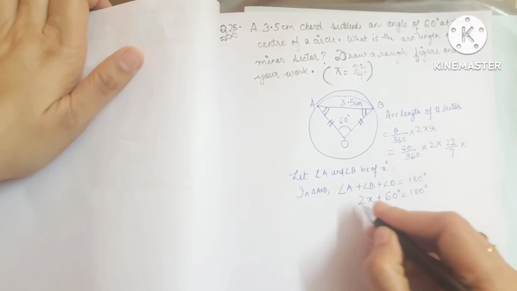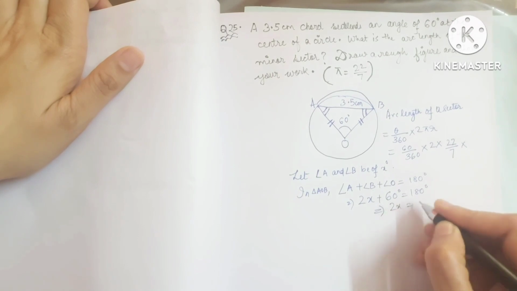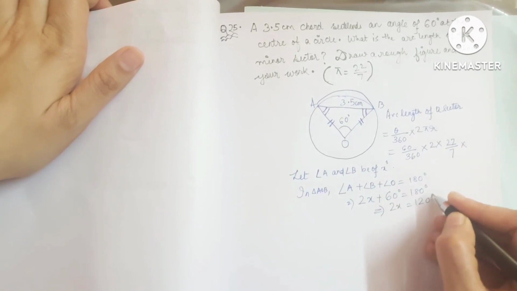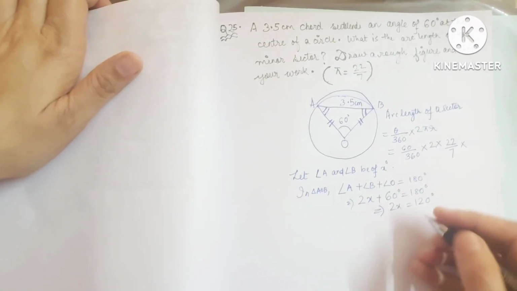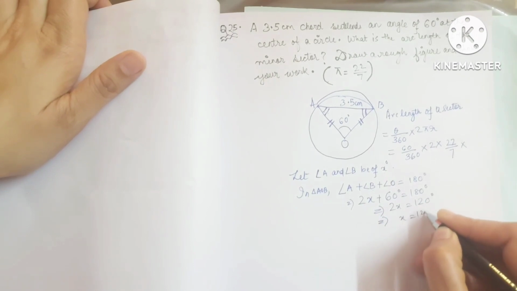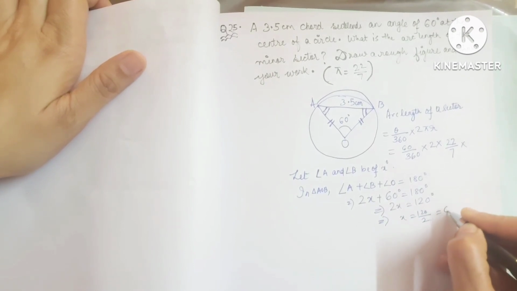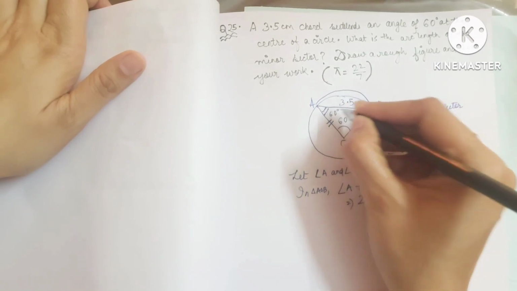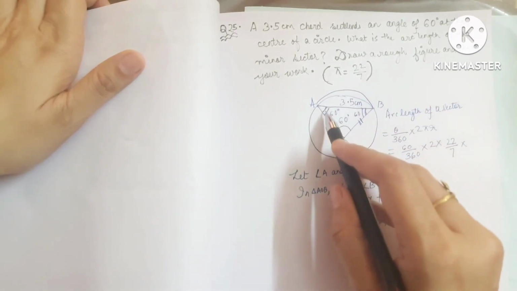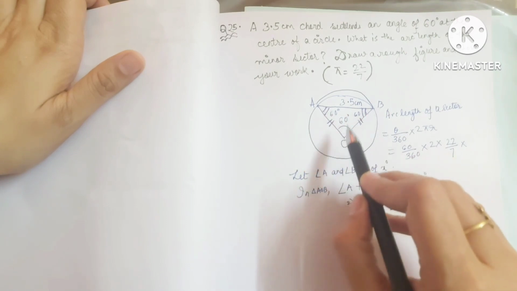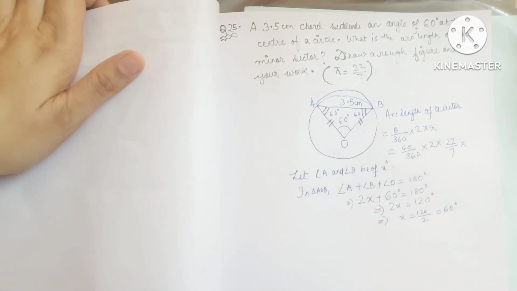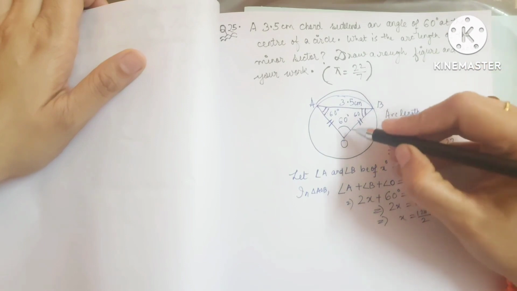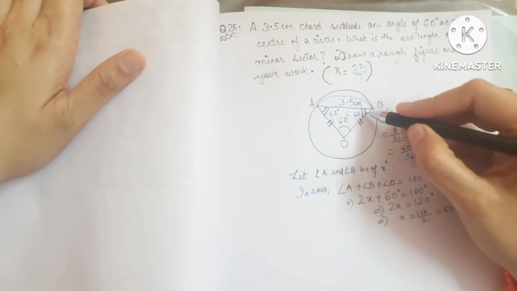So this implies 2x is equal to 120, 180 minus 60, 120, and then x value will be 120 by 2, which is 60 degrees. Okay, so now we know this is 60, this is 60. So this triangle is now, instead of an isosceles, we find that this is a, what kind of triangle? Equilateral triangle. In an equilateral triangle, all angles are the same, 60, 60, 60.